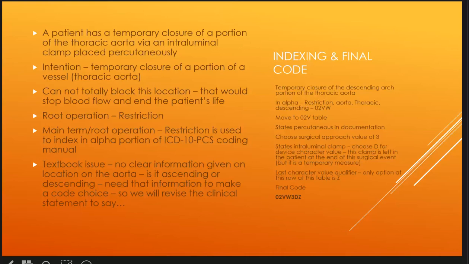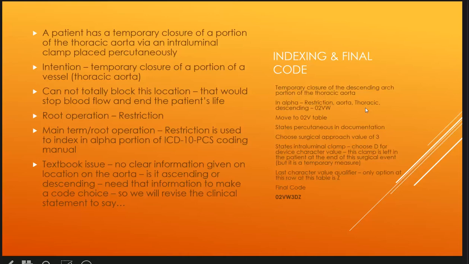You index by the main term of restriction, then the anatomical information. When you do that, restriction, aorta, and then thoracic, you end up with 2 choices in your ICD-10-PCS coding manual in the alpha index. You have to choose either ascending arch or descending arch. Unfortunately, the authors of the textbook did not tell you that. They kind of made an assumption or a presumption or possibly an error.